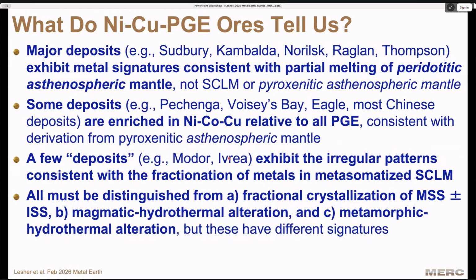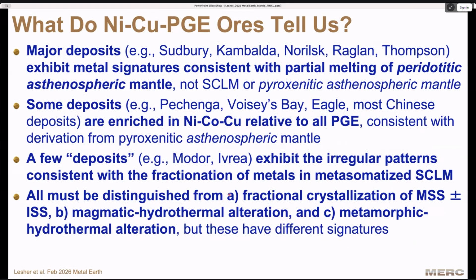That's Ivrea zone, which is worldwide famous for being the deep pipes, ultramafic pipes in the deep crust. And Modor, which is in Australia, is an alkalic complex. May have a contribution from SCLM, but their patterns are quite different.